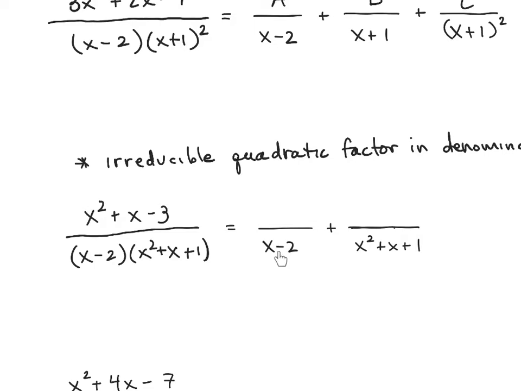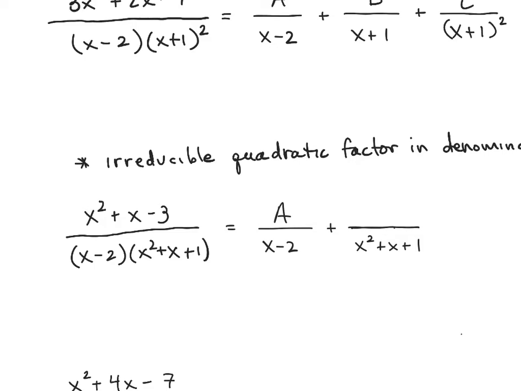Now, this factor, x minus 2, is a degree 1 polynomial, so its numerator needs to be 1 degree less, so that's just a constant, a. This one, however, since it's irreducible quadratic, this is degree 2. So the numerator needs to be 1 degree less than that, which is a degree 1 polynomial. And now let me repeat that. Since this is irreducible, this is considered to be a degree 2 polynomial factor. So then the numerator needs to be 1 degree less than that, which is degree 1. A degree 1 is a linear factor in the form mx plus b.